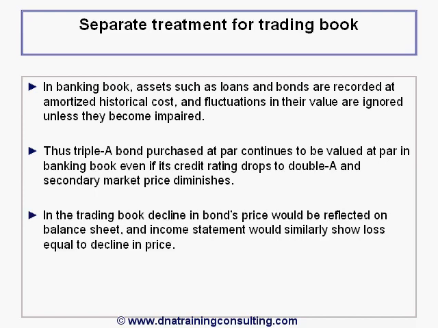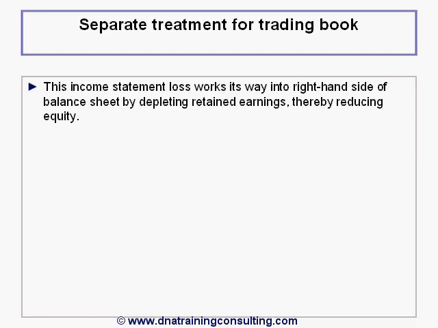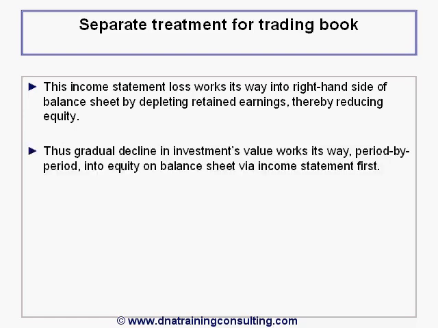In the trading book, however, the decline in the price of this bond would be reflected on the balance sheet, and the income statement would similarly show a loss equal to this decline in price. This income statement loss works its way into the right-hand side of the balance sheet by depleting retained earnings, thereby reducing equity. Thus, any gradual deterioration in the value of the investment works its way, period by period, into the equity account on the balance sheet via the income statement first.